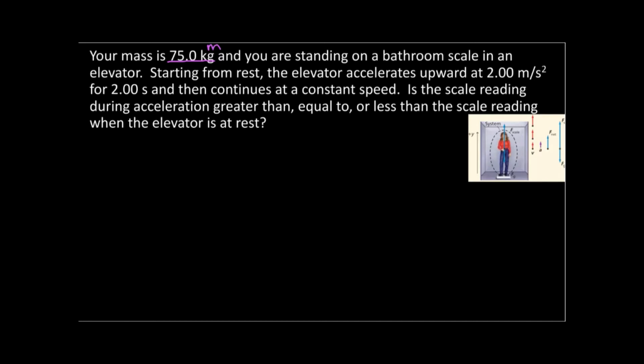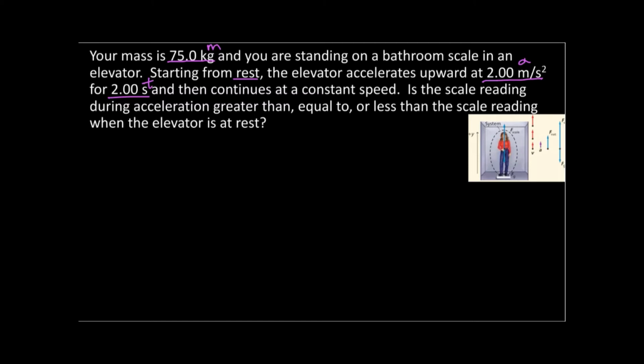Anyway, in this example, we're starting from rest, right? That would be a velocity of 0. And the elevator is accelerating upward at 2 meters per second squared. So that's going to be our acceleration, and our time is 2 seconds. Now, they are giving us some things that we don't need, like the time. And then it's going to continue at a constant speed. And it asks, is the scale reading during the acceleration greater than, equal to, or less than the scale reading when the elevator is at rest?